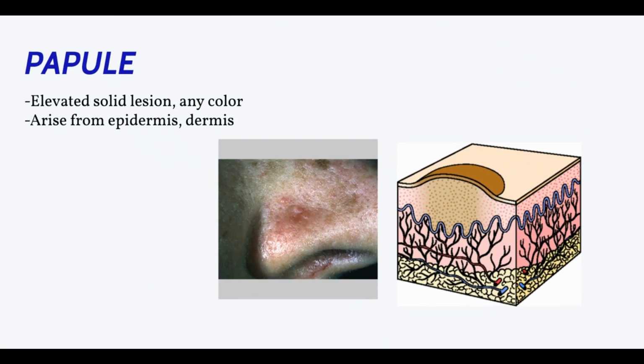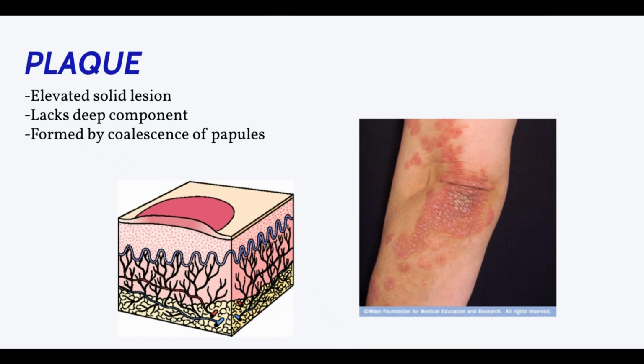Papules. Papules are elevated, solid lesions. They can be any color, and they arise from the epidermis. All right. So here, and this is common, especially in people who have a lot of freckles. So this is an example of one here. Looks like the outer edge of a nevus. So there you go. So let's move on to plaque.